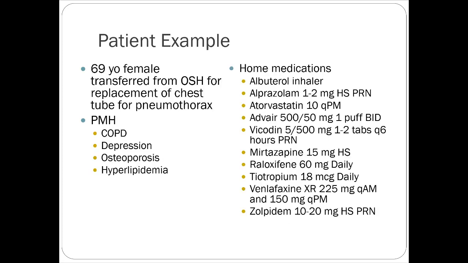Let's talk about a patient example quick. We have a 69-year-old female transferred from an outside hospital for placement of a chest tube for a pneumothorax. She has past medical history of COPD, depression, osteoporosis, and hyperlipidemia. Her home medications are there as listed.